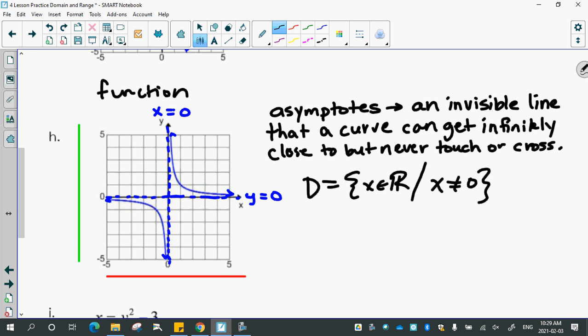Okay? I'll check and see if I can lift this red line up. No, I have no idea why.